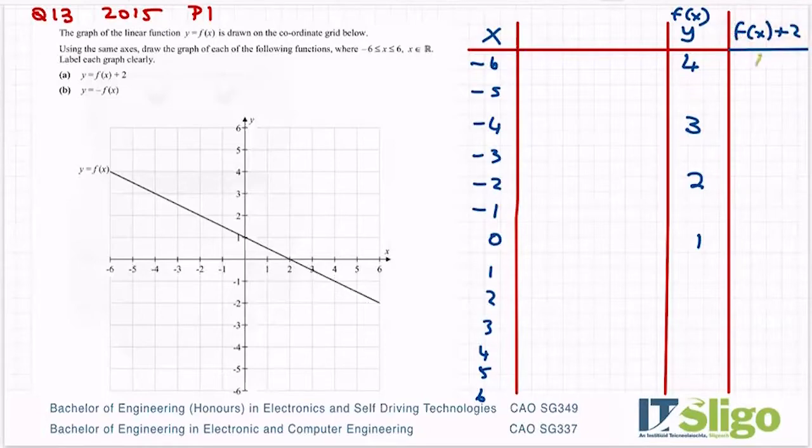And if we do that, it would be 6. 3 plus 2 would be 5. 2 plus 2 would be 4. 1 plus 2 would be 3, and so on and so forth. Okay, so let's plot some of those. So then we have minus 6, 6. So spot up here. We have minus 4, 5. Minus 2, 4. And 0, 3.